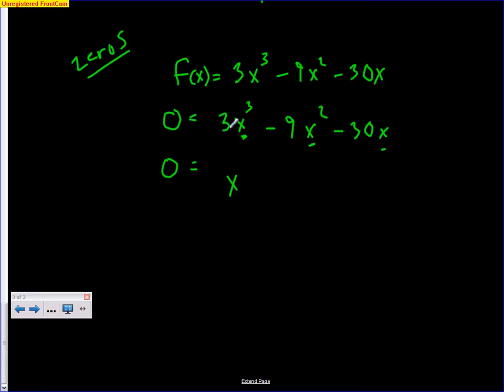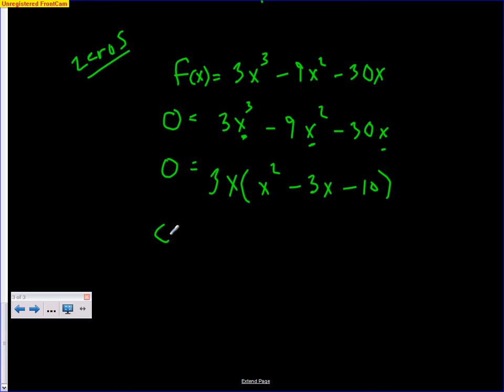3 times 1 is 3, 3 times 3 is 9, 3 times 10 is 30. So I could take out a factor of 3. So what's that leave me behind? It leaves me behind an x squared, because 3x times x squared makes 3x cubed. That leaves me a negative 3x, because that would make a negative 9x squared. And that leaves me behind a negative 10, because the 3x and the negative 10 make negative 30x.